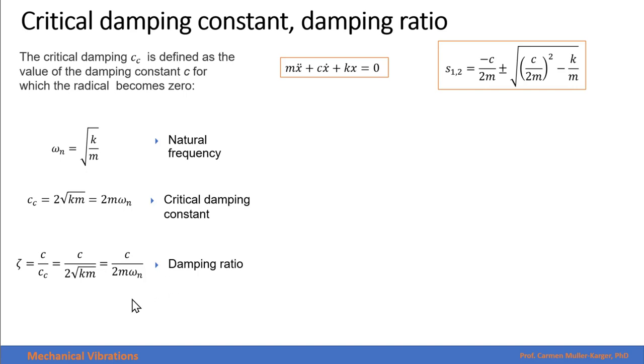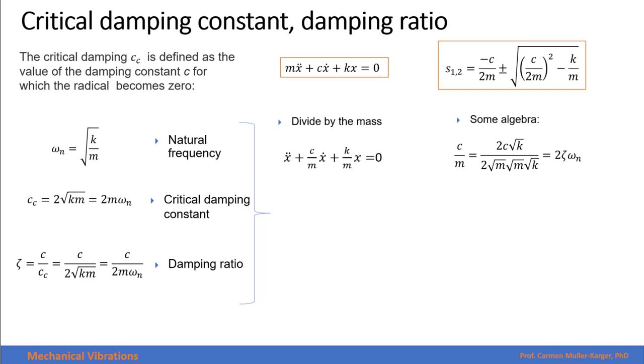So the behavior of the system will not only depend upon the constant of the damper, but will depend on a relation between the constant of the damper, the constant of the spring, and the mass of the system.